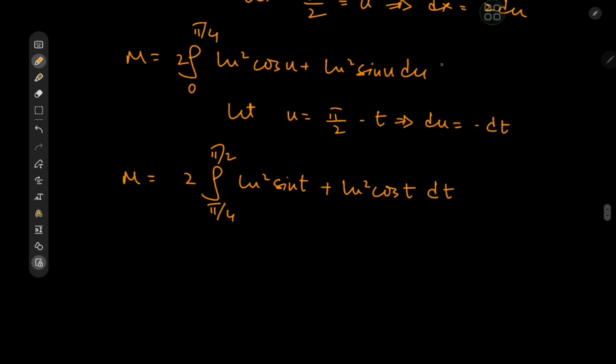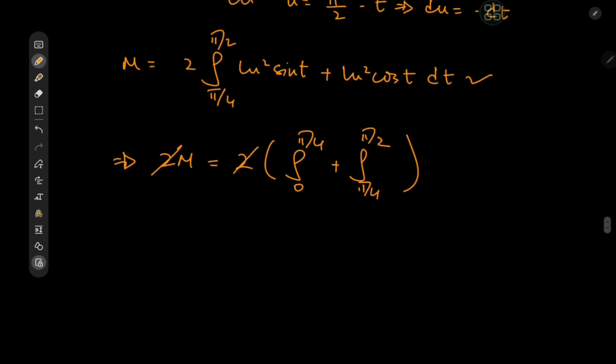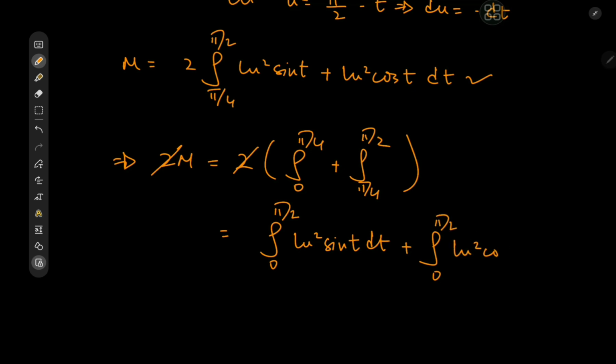nice, because we now have two versions of the integral m, and this implies that 2m equals twice the integral from 0 to pi by 4 plus the integral from pi by 4 to pi by 2 of all of that stuff. And the 2's of course cancel out quite nicely, and the integrals combine together to give us the integral from 0 to pi by 2 of log square sine t dt plus the integral from 0 to pi by 2 of log square cosine t dt.